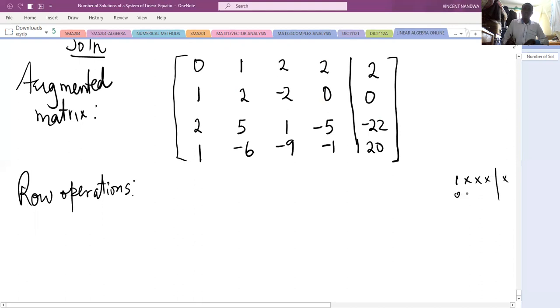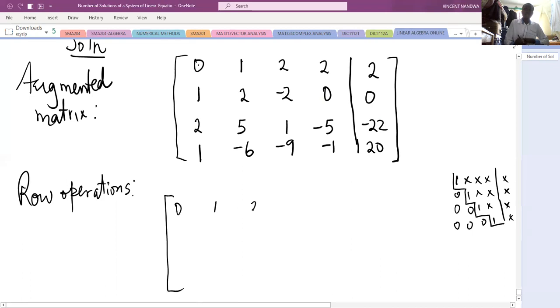And then we have 0, 1, and then 0, 0, 1, and then 0, 0, 0, 1, and then x, so that we have this staircase structure. You see this one here, we expect this position to be filled by 1, not 0. So we can interchange these two equations.